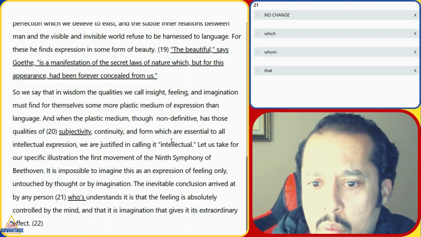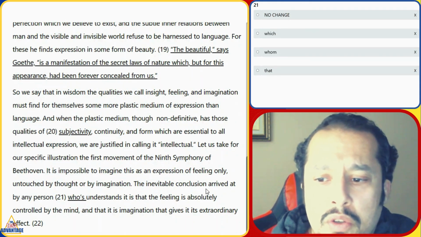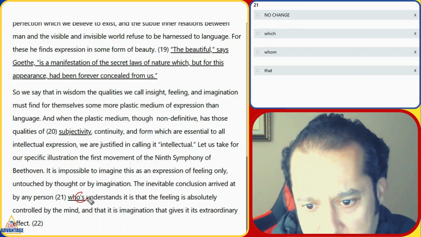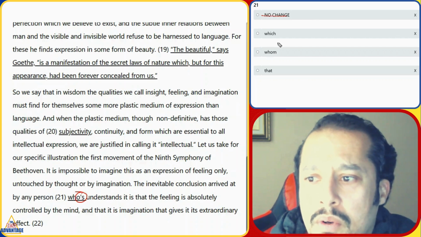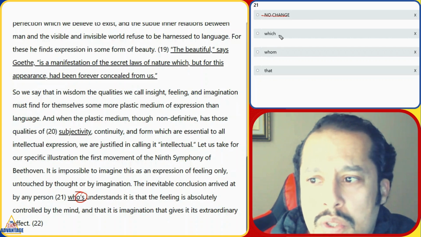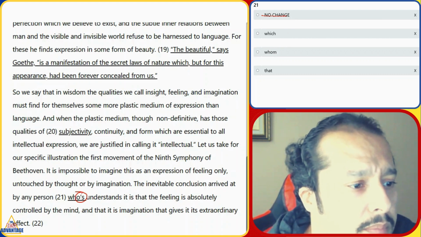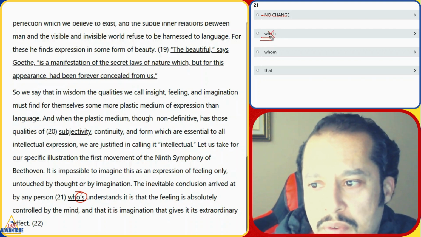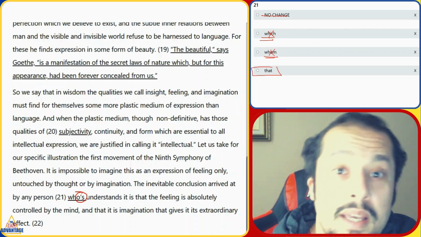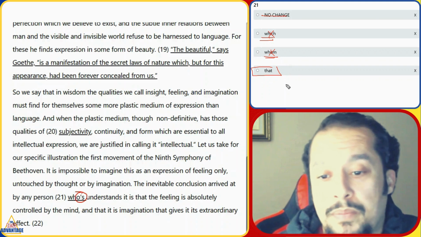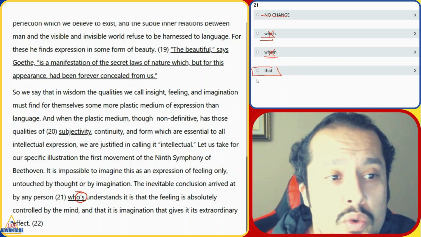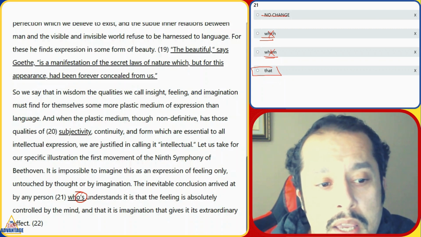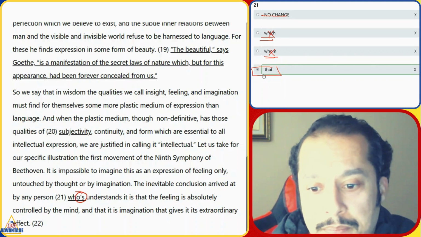Number 21. The inevitable conclusion arrived at by any person who is understands عشان the apostrophe S معناها his. No. So I wouldn't say whose in this case. So it's a bit weird here, but you can't use which عشان that's for things. وهم بيجيش بالverb أفضل حاجة جاب D, that can be used for people. Who and that both can be used for people. So here we're going to say answer D.